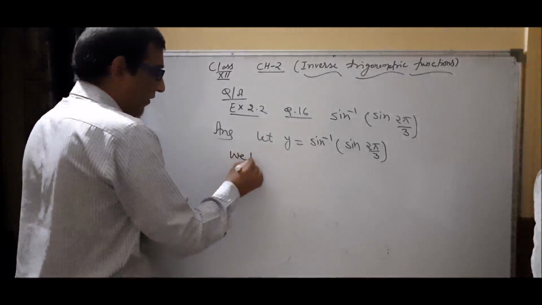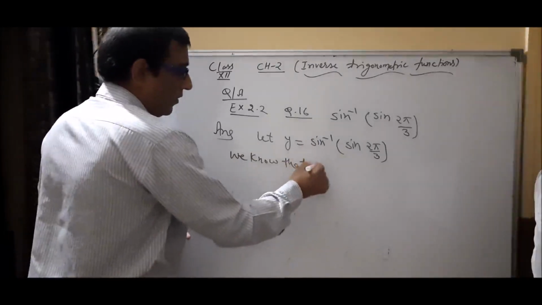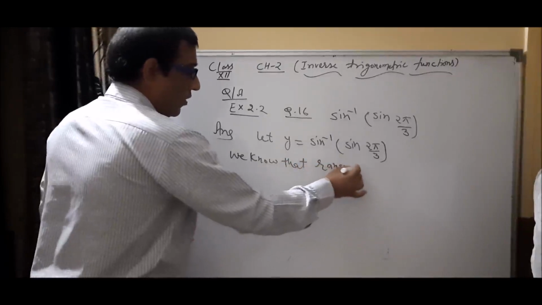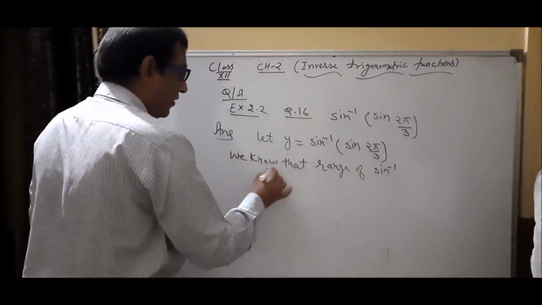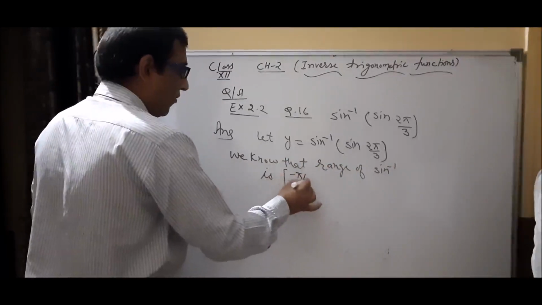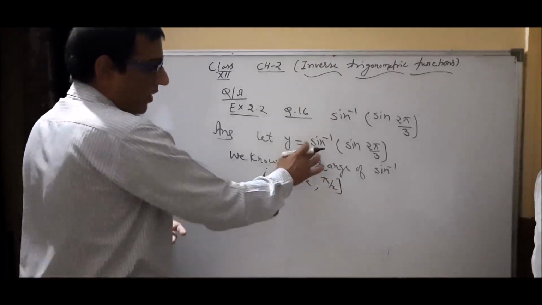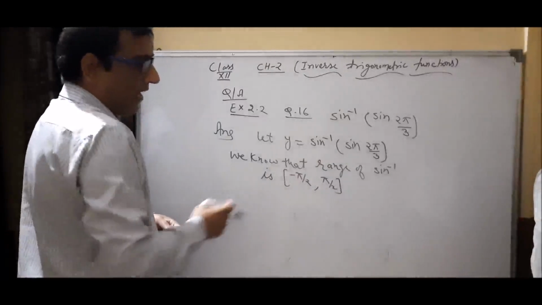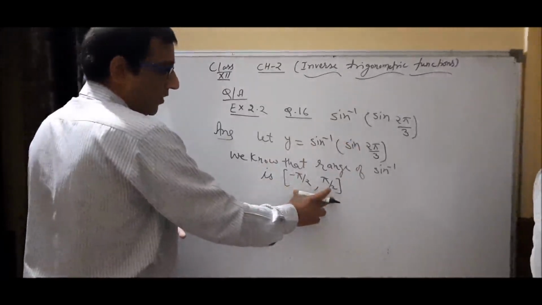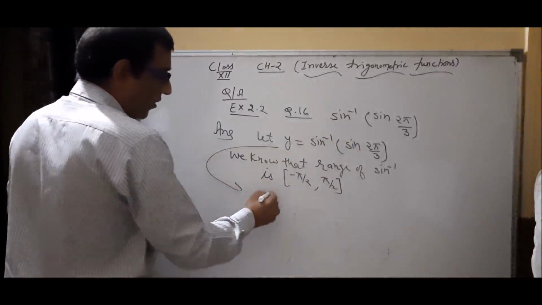We know that the range of sine inverse is the closed interval minus pi by 2 to pi by 2. So if we directly cancel sine inverse with sine, then we will get 2 pi by 3, and 2 pi by 3 is not a member of this interval. So here we will go with the concept of quadrant.